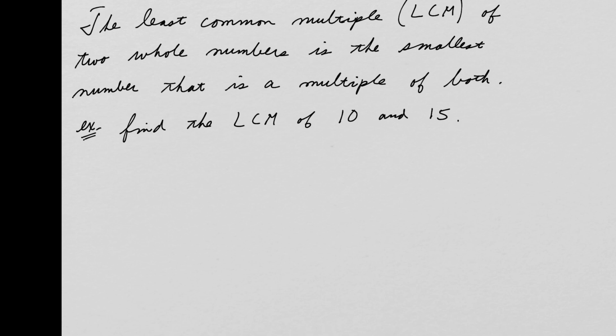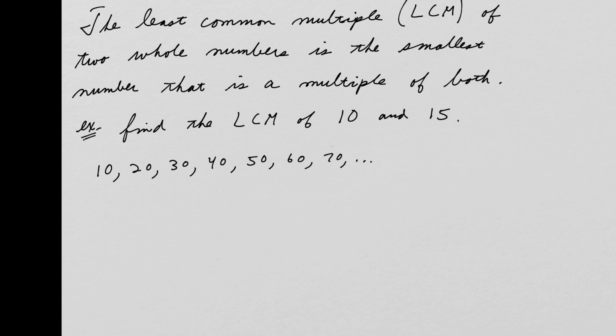So what are all the multiples of 10? Well, 10 times 1, which is 10. 10 times 2, which is 20. 10 times 3, which is 30. 10 times 4, which is 40. 10 times 5, 50. 10 times 6, 60. 10 times 7, 70, and so on. Those are all the multiples of 10.